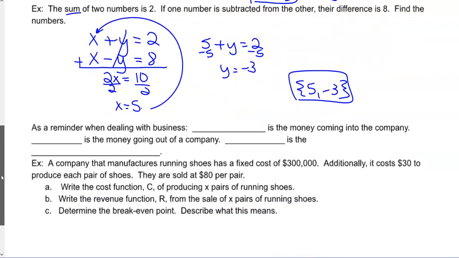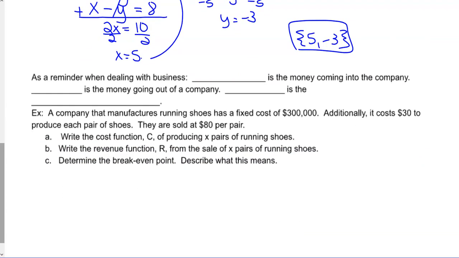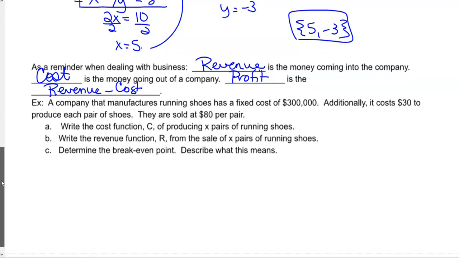And our last little application here with systems is talking about cost and revenue and profit. As a reminder, when dealing with business, revenue is the money that is coming into your company. Cost is, of course, the money that is going out of your company for your expenses. And when we talk about profit, the money you get to take home in your pocket, that hopefully is positive, it is the revenue minus the cost. If it was reversed, that means you're losing money and you probably should close your business because that's not good to be losing money every month.